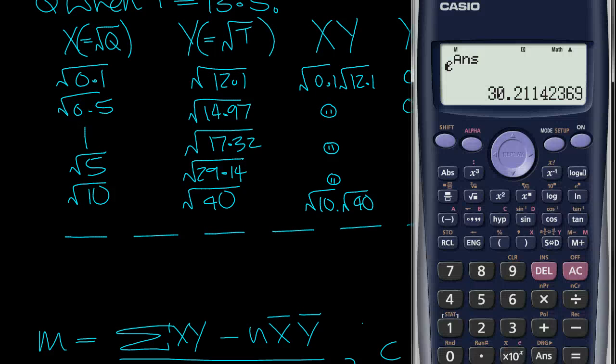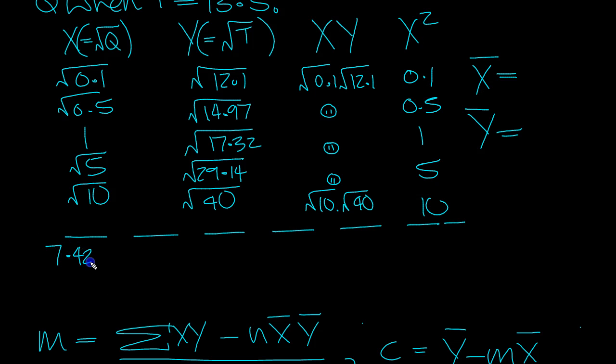Okay, let's have a look at that then. So we got the square root of 0.1 plus square root of 0.5 plus square root 1 is 1 plus square root of 5 plus square root of 10. That's it, equals 7.42168, and so on.